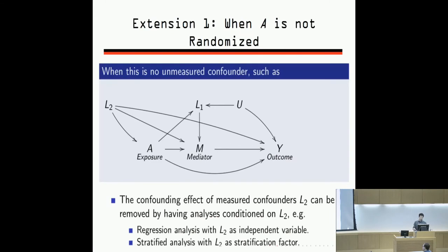Here are several extensions I want to talk about. First extension: in the last example, I basically assumed that A is randomized. It can be randomized conditional on baseline covariates. So when A is not randomized, we can assume that the confounding effects of the measured covariates L2, the confounding factor, can be removed by conditioning the analysis on L2. There are at least two approaches. One is to do a regression analysis using L2 as an independent variable. Another is a stratified analysis, stratifying on L2.